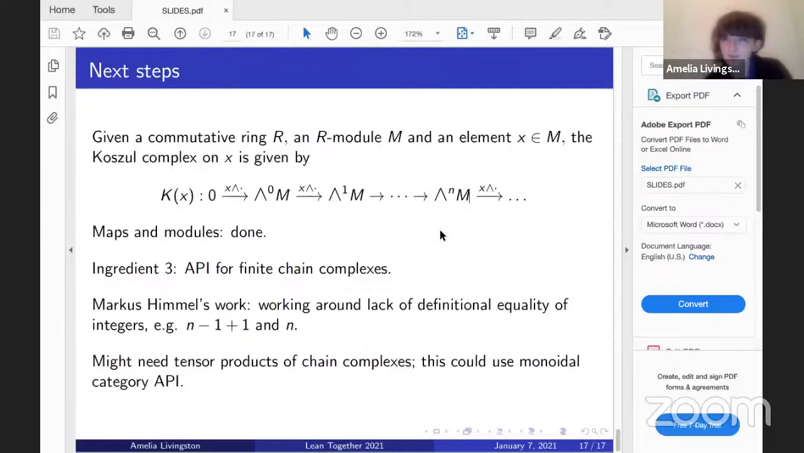And this turns out to be a kind of a tricky problem, because if you index your complex with integers and you have two integers that are definitely equal, but they're not definitionally equal, and you want to use this fact easily, things can get quite hairy. And there are various ways around it. I know that Markus Himmel was working on building an API to help you work around this by defining complex glue. And also in the Koszul complex case, there's this nice fact that Koszul complexes are tensor products of smaller Koszul complexes. And so maybe you can use that to make things easier. And this would involve defining tensor products of chain complexes, which could use the monoidal category API. I don't really know. But that's the current status.